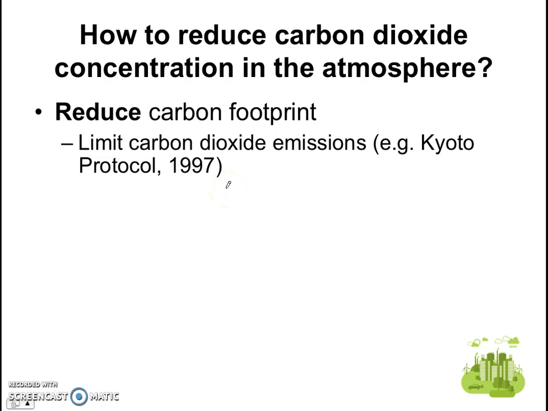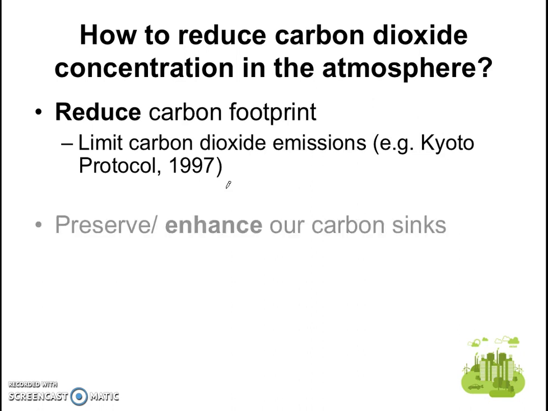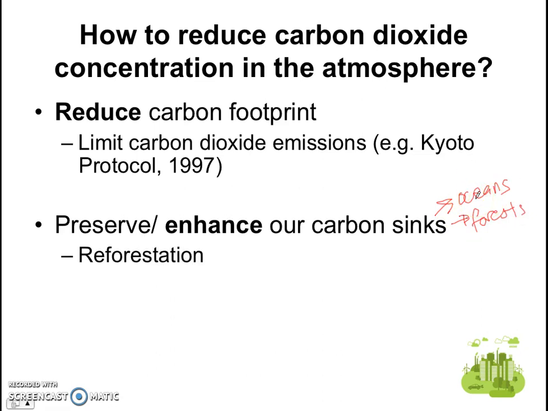Countries can also implement what is called a carbon tax. So you impose more taxes on industries that produce more carbon. And so we can reduce our carbon footprint. But the other way is that we can actually help to preserve and enhance our carbon sinks. If we preserve and enhance our oceans and our forests, well then these carbon sinks can help us remove carbon dioxide from the atmosphere. So one way of doing that is reforestation, grow more trees.